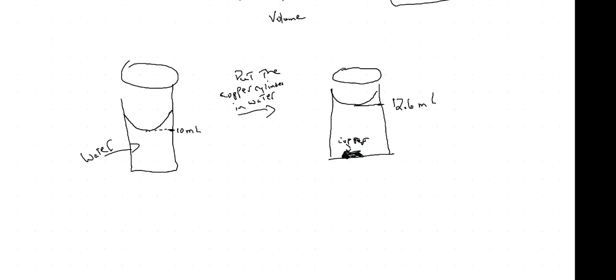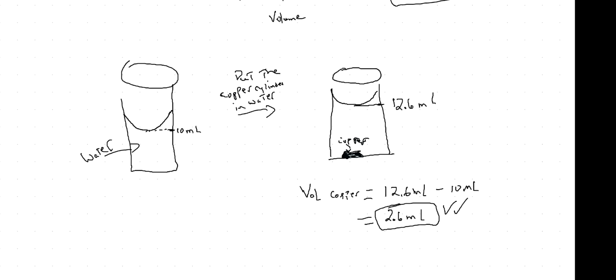The volume of the copper is going to be the volume with the copper in it, 12.6 milliliters, and then subtract the volume without the copper, right? 10 milliliters. And so the volume of the copper is equal to 2.6 milliliters. See how easy? Now we know the volume of the copper.